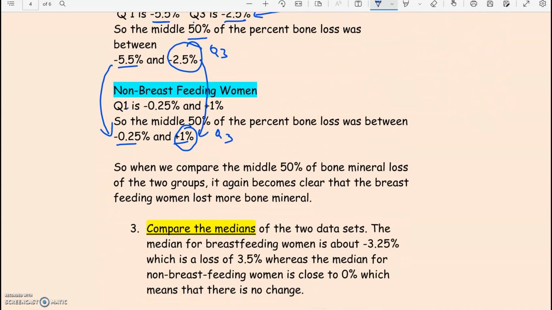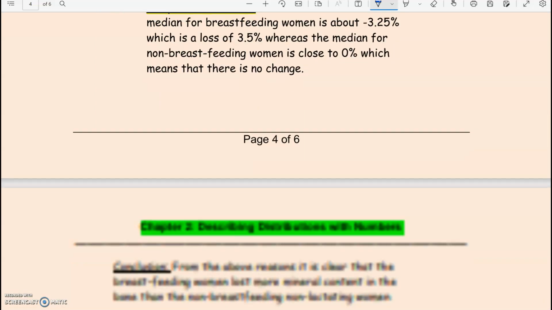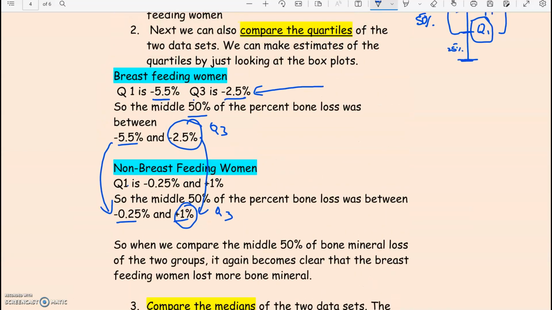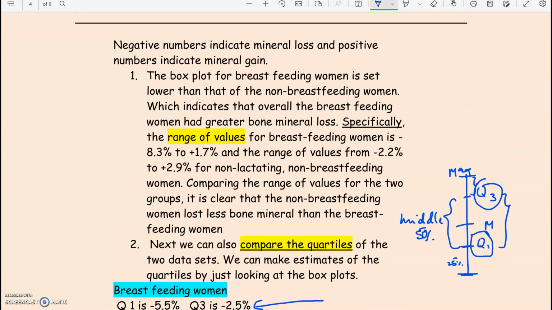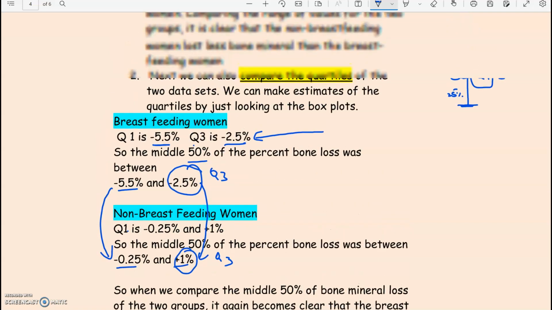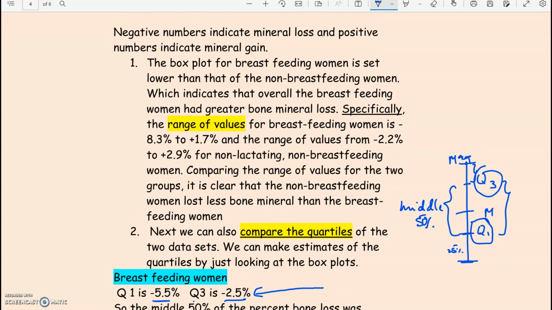So these are different ways in which you can explain why, in conclusion, the one group, that is the non-breastfeeding, non-lactating women, lost less bone mineral content than the breastfeeding women. And it could be any one or two or three of these reasons. You could give your rationale based on quartiles, the middle 50%, comparing the medians, and overall looking at the box plots and how they are set in comparison to each other.